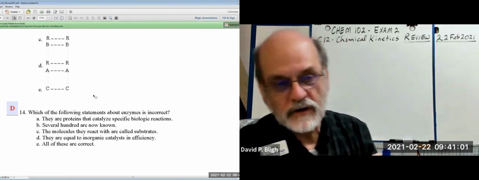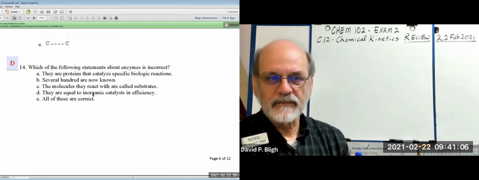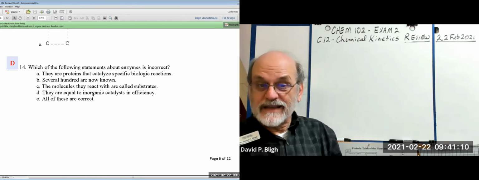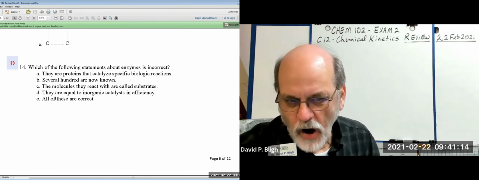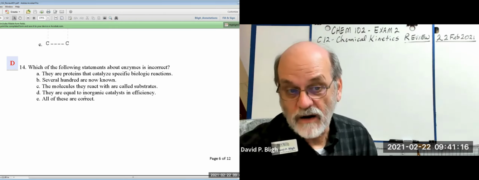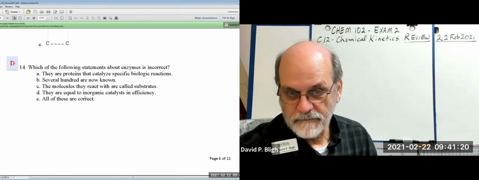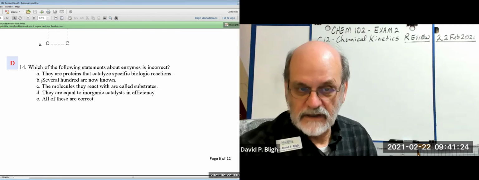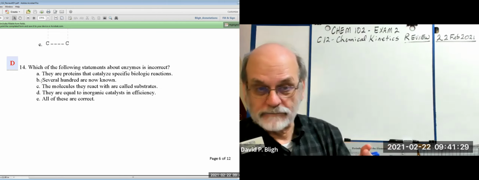And, oh, this is a good one. Give us a slight breather. Which one of the following statements about enzymes is incorrect? Right, so it looks like all of these are correct. Maybe they are. If that's the case, then there are no incorrect ones. But if E is false, then there should be at least one incorrect one. So that means we've got to look at each one.